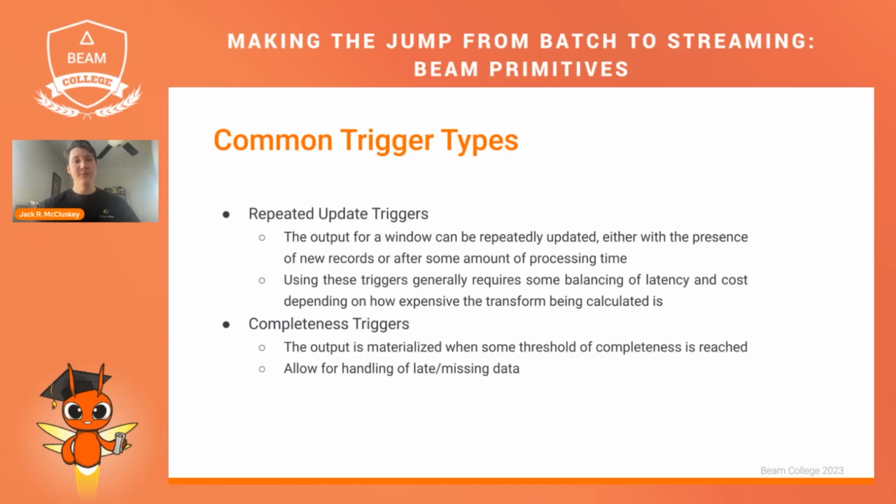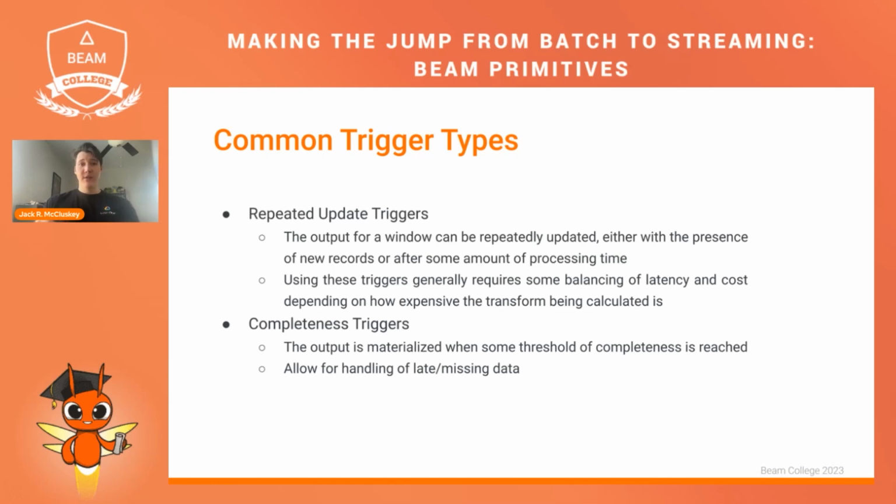So, some common trigger types. There are repeated update triggers, where you output the pane repeatedly for a given window, either as you're getting new records, or when some amount of processing time has passed before you've gotten a new record. Generally speaking, using these triggers requires some balancing of latency and cost. If you're doing a very expensive calculation and using a repeated update trigger, you could be doing that expensive calculation over and over and over again. So you do have to keep that in mind.